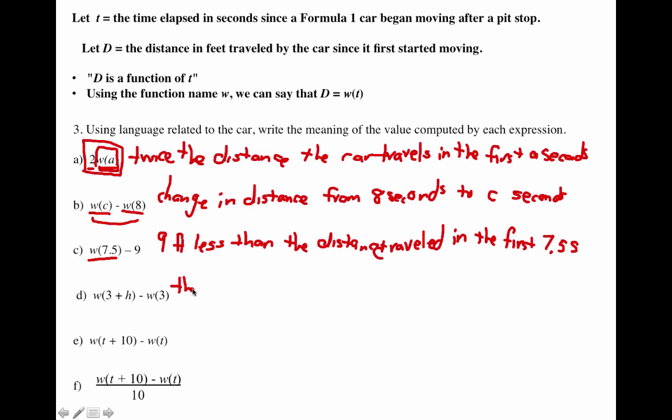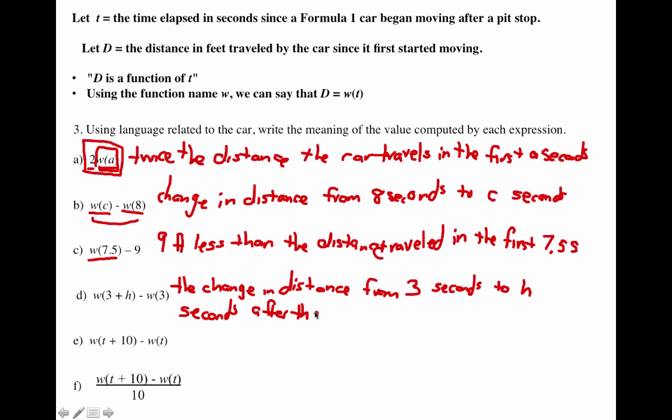This one is the change in distance from 3 seconds to H seconds after that. Right? Here we have the distance at 3 seconds. Here we have the distance at 3 plus H seconds. So H seconds after 3. This one's very similar. This is the change in distance from T seconds to 10 seconds after that.